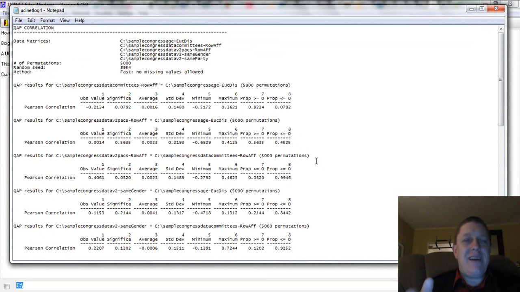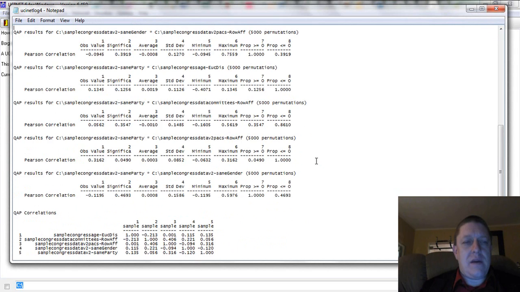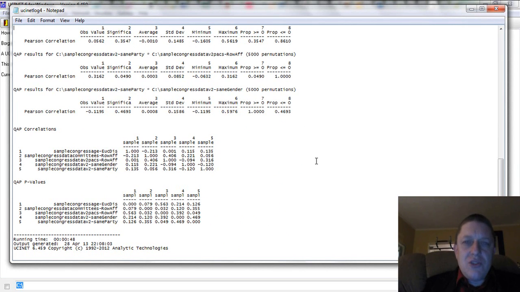Okay. There's a lot of numbers here. Don't worry. What we're going to do is go down all the way to the bottom. You're going to see two tables of information, one that says QAP correlations, and the other one that says QAP p-values. The table underneath the title p-values is the p-values. These are the things that we want to be 0.05 or less to say that they're statistically significant. And then we have the actual correlations in a table above.